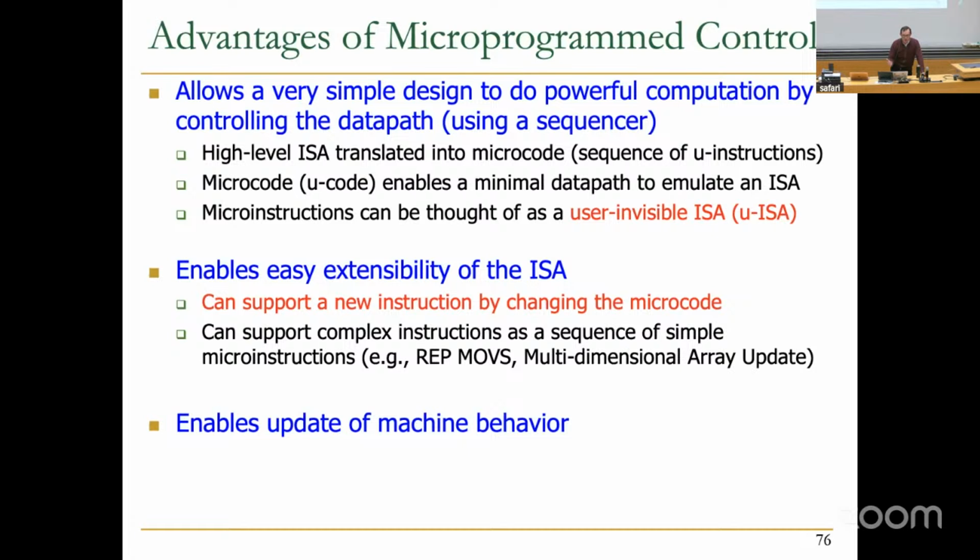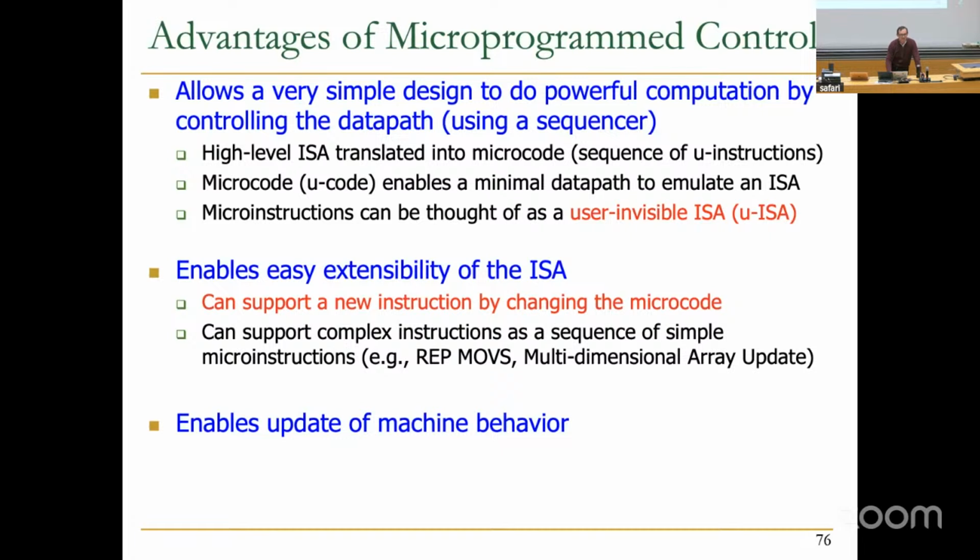You can support more complex instructions as a sequence of simple micro instructions. For example, string copy can be supported as a sequence of smaller instructions. Even though you don't have a native string copy operation, you can change the microcontroller to actually do this. Multidimensional array updates can be supported.